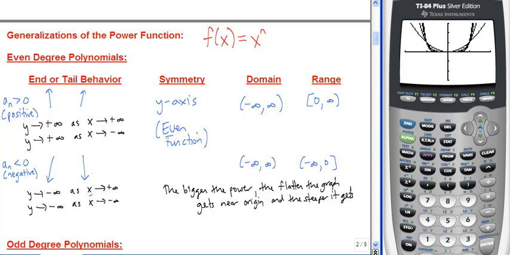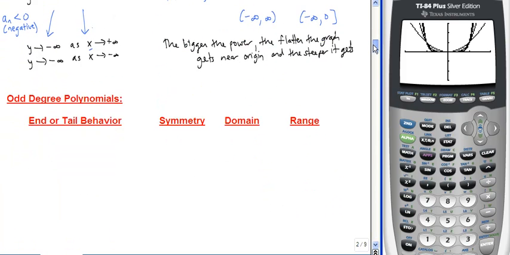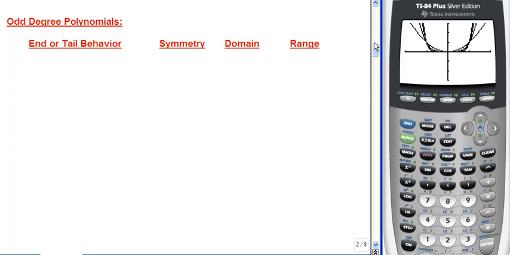Okay, so now let's take a look at our odd degree polynomials. And if we need to, we can go back and change some of these so we can refer to our pictures. So I'll do x cubed, I'll do x to the 5th, and I'll do x to the 7th, so those odd powers. And we're going to talk about end behavior here first.